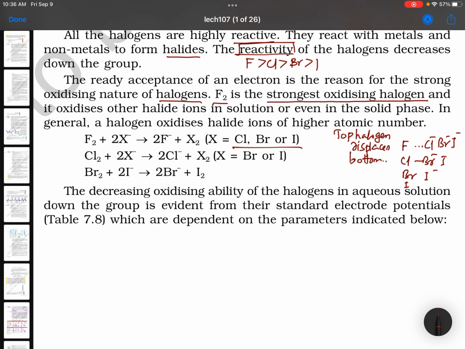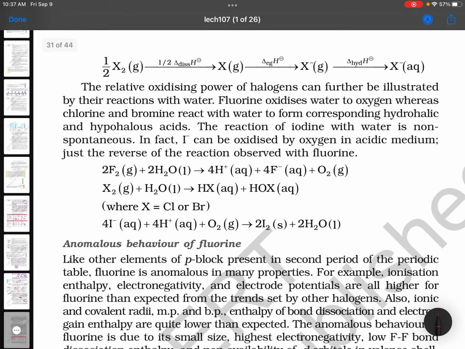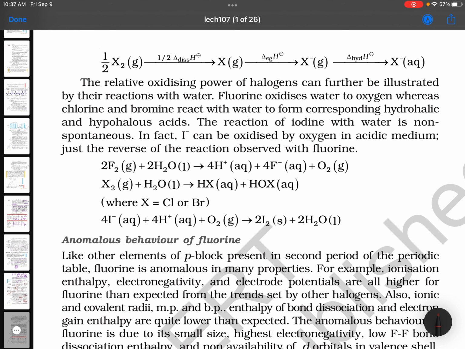So you can see here the same expressions are mentioned. The decreasing oxidizing ability of the halogens in aqueous solution down the group is evident from the standard electrode potentials, which are dependent on the parameters indicated below. This we were discussing in the last class, part 1. You can see I have given a complete explanation of this. See, X2 is converted to X, means this is dissociation. Then you are adding electrons, so this is electron affinity. Then you are putting this in water, this is hydration. This is an exothermic step.